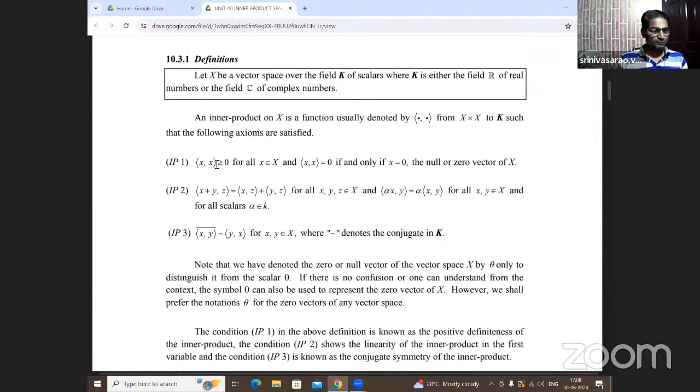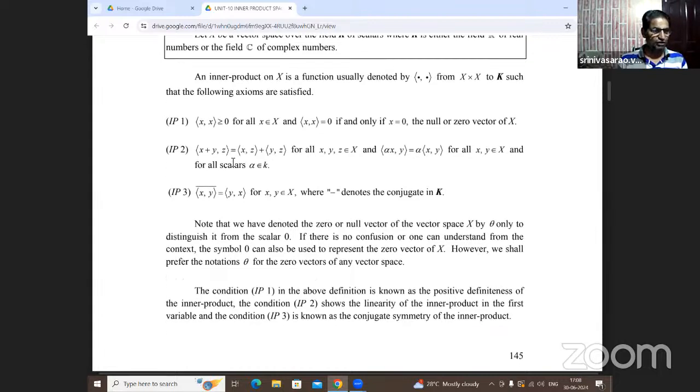So in the definition of inner product space, that is the first condition. Here the inner product of x and x is greater than or equal to 0. So that is called the positiveness or non-negativity condition. Second one, linearity is applicable. So we must assume here x, y, and z.